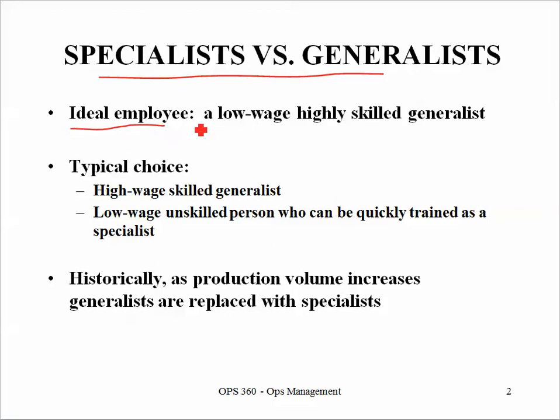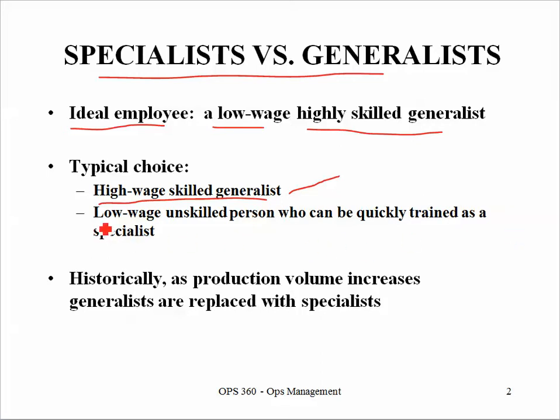I mean, this is what companies want, right? This is an ideal employee from a company standpoint, somebody who you don't pay very much but who's extremely capable and can do lots of different things. And generally that's not someone you're going to be able to hire. The typical choice a company is faced with is they're either going to get a high-wage skilled generalist. An example of this would be a skilled machinist who can work different types of machines and can set up the machine and do different types of operation on each machine. Those folks are fairly pricey.